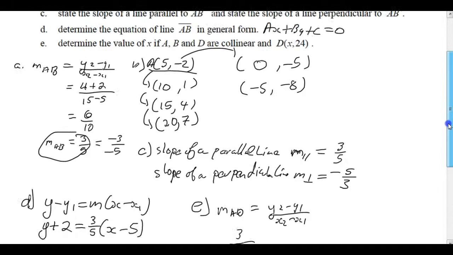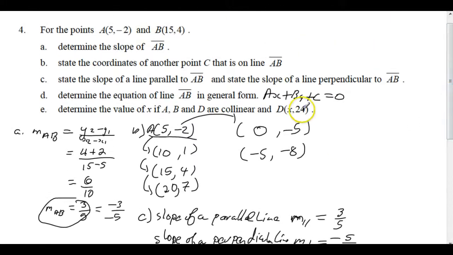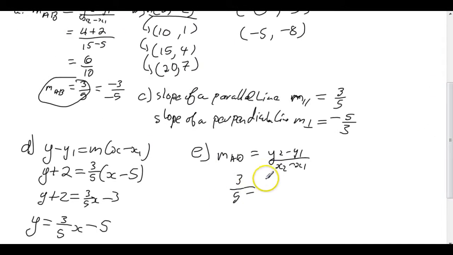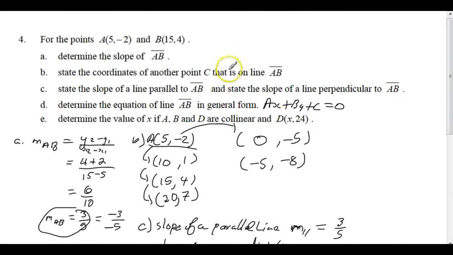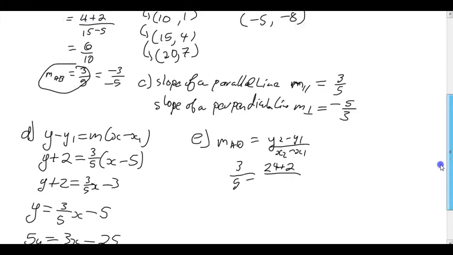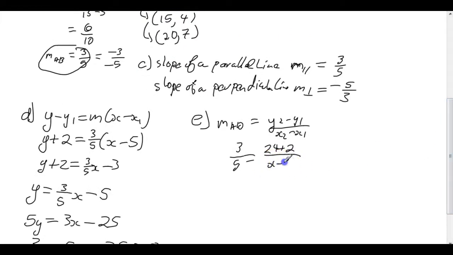We have some y values, so going from A to D, we go 24 minus negative 2, which is 24 plus 2. And from A to D using the x values, it's going to be x minus 5. So on the bottom, x minus 5. So 3 over 5 is equal to 26 over x minus 5. We're going to cross multiply. 3 times x minus 5 is equal to 5 times 26.